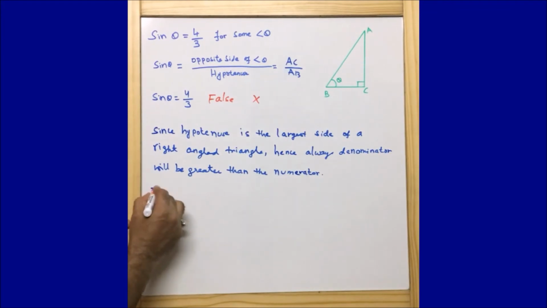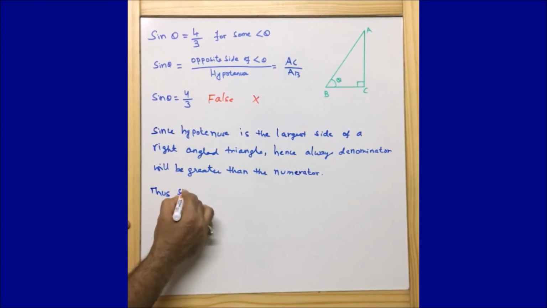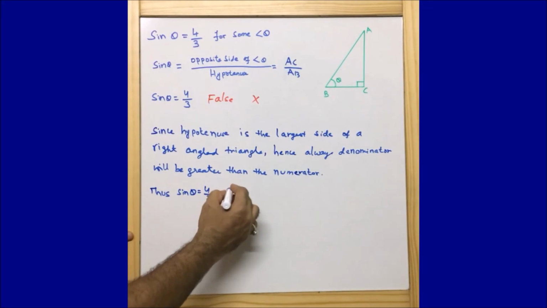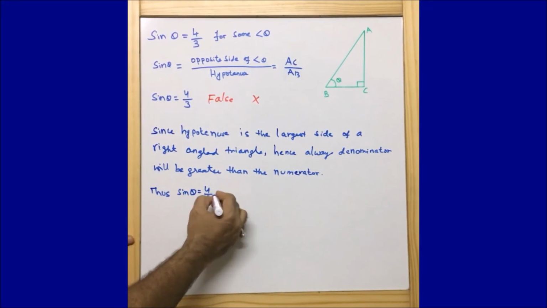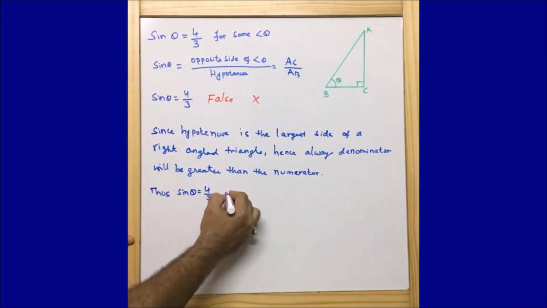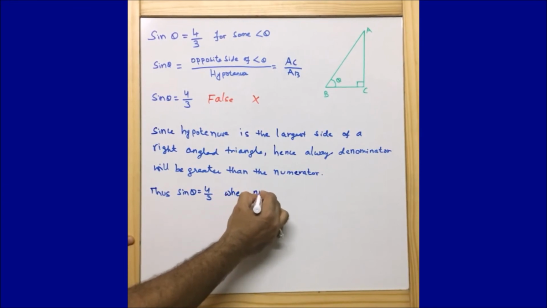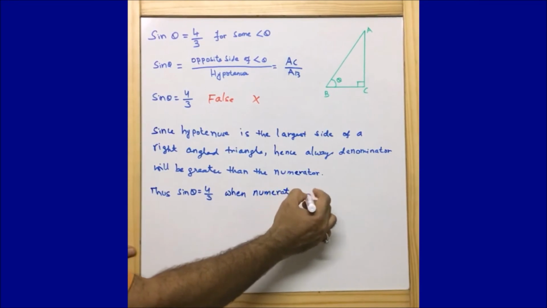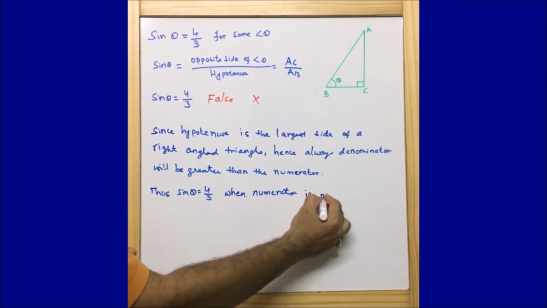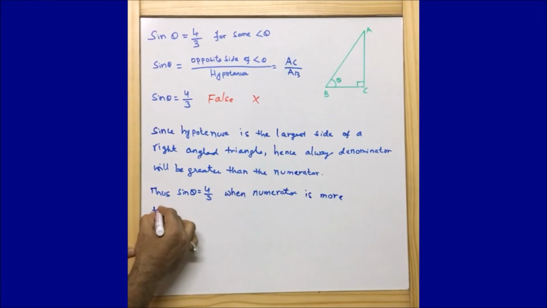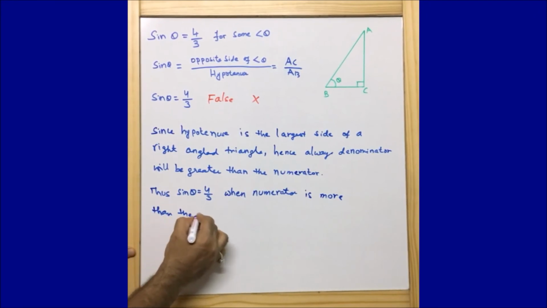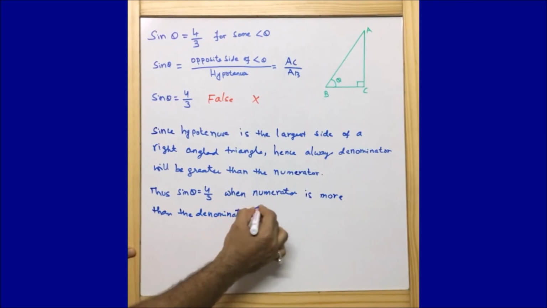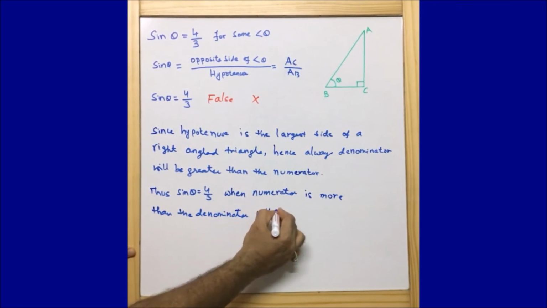Thus sin theta equal to 4 by 3, where the numerator is more than the denominator, will never exist.